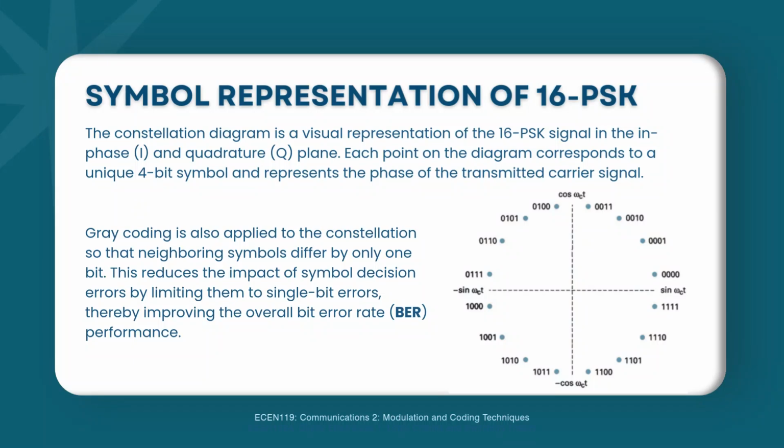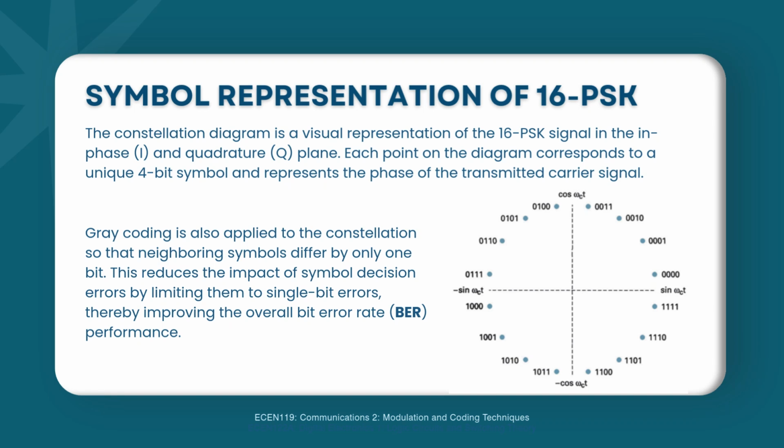Now we have the symbol representation of 16 PSK, the constellation diagram. This diagram provides a graphical representation of the 16 PSK signal in the in-phase, or I, and quadrature, or Q, plane. Each point on the diagram corresponds to a unique 4-bit symbol and represents a specific phase of the transmitted carrier signal. The angular position of each point encodes the digital information, while the distance from the origin remains constant, indicating a constant signal amplitude for all symbols.